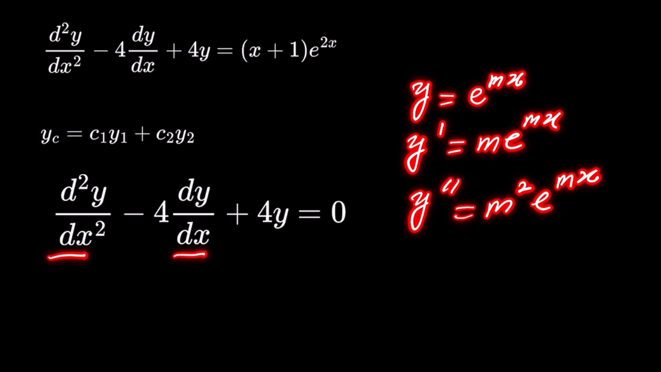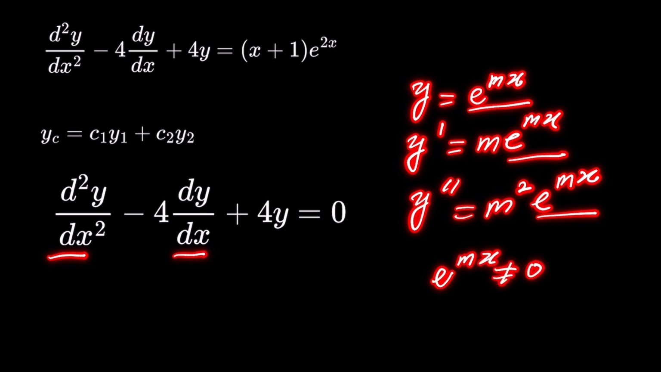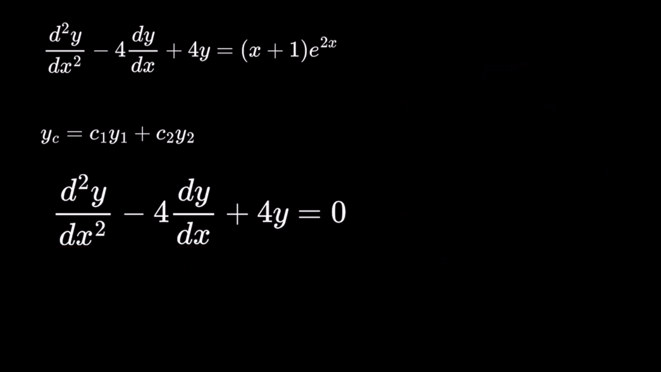Now, if we substitute these values in their respective positions, we know that e power mx is common in all three terms, which is going to be factored out. And we also know that e power mx is not equal to 0, as it is a solution of this homogeneous equation. So let's write the auxiliary equation directly.